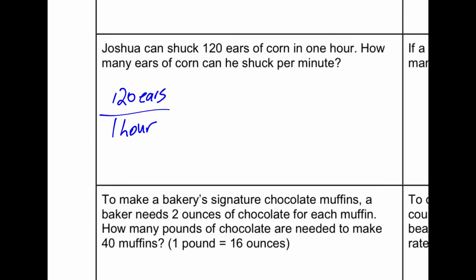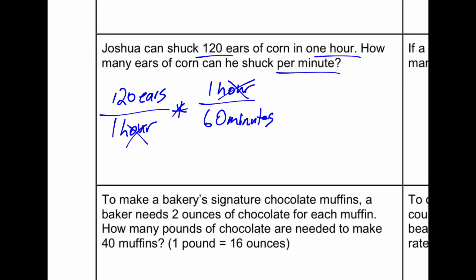We are given this rate of 120 ears of corn per 1 hour. They want to know per minute. So we just have to multiply by a conversion factor. In 1 hour, there are 60 minutes. We know to put 60 on bottom so that hours cancel out. And 120 divided by 60 is 2 per minute.